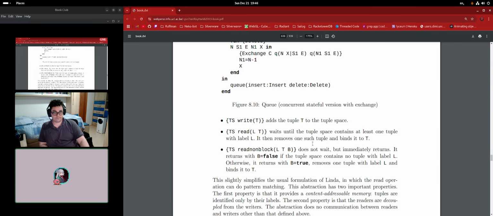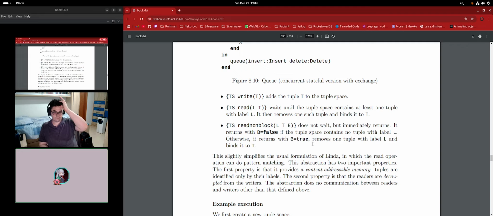Yeah, the book actually mentions here in the next paragraph, this is a slight simplification because in the usual formulation of Linda you can actually do pattern matching on the tuples. Yeah, but I'm just mentioning this because I had this question when I was reading this. Okay, but what if you have tuples with the same label but with different content? Those are considered the same by the lookup. So that's a little bit weird if you think about it.